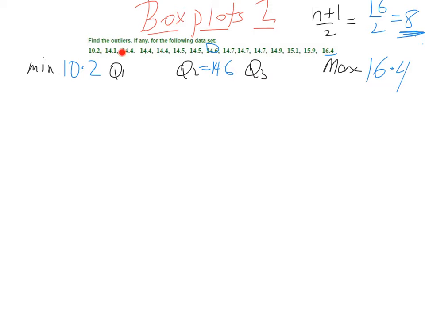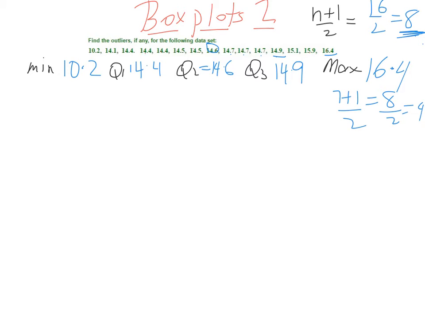So we're going to look at our lower half of data. We've got 1, 2, 3, 4, 5, 6, 7 numbers. So then we have 7 plus 1 equals 8, over 2 equals 4. So we're going to look at our 4th number. 1, 2, 3, 4. So our Q1 is 14.4. Then once again, we're going to look at our 4th number here in the upper half. 1, 2, 3, 4. So we have 14.9. So that's what we've got there.